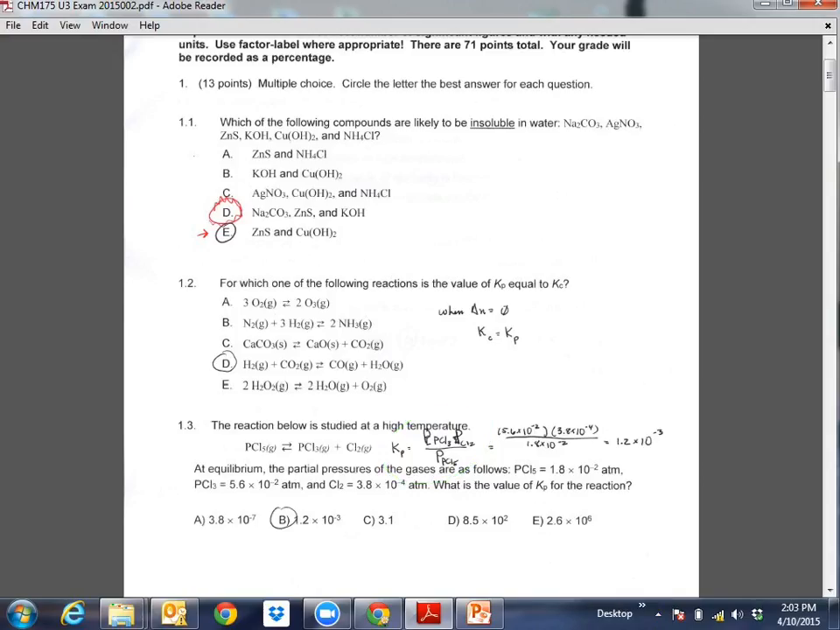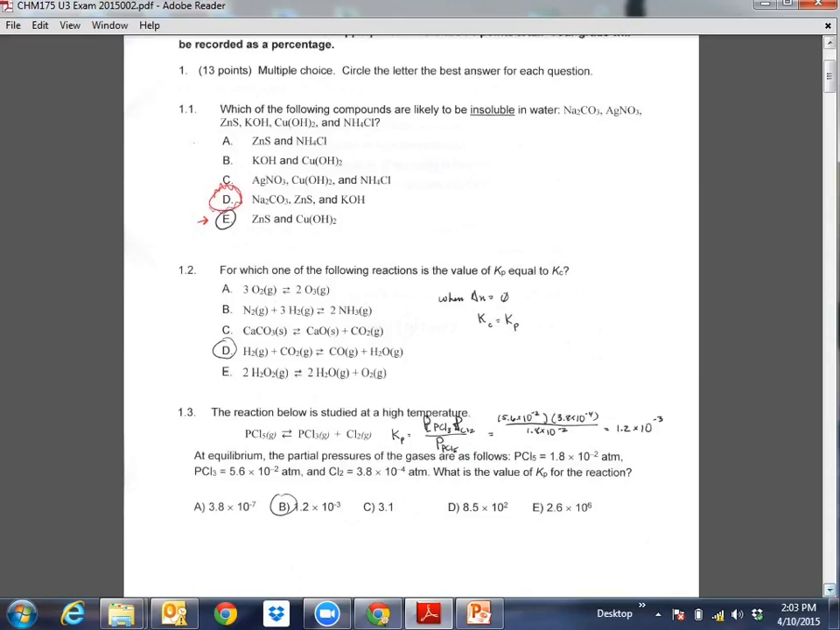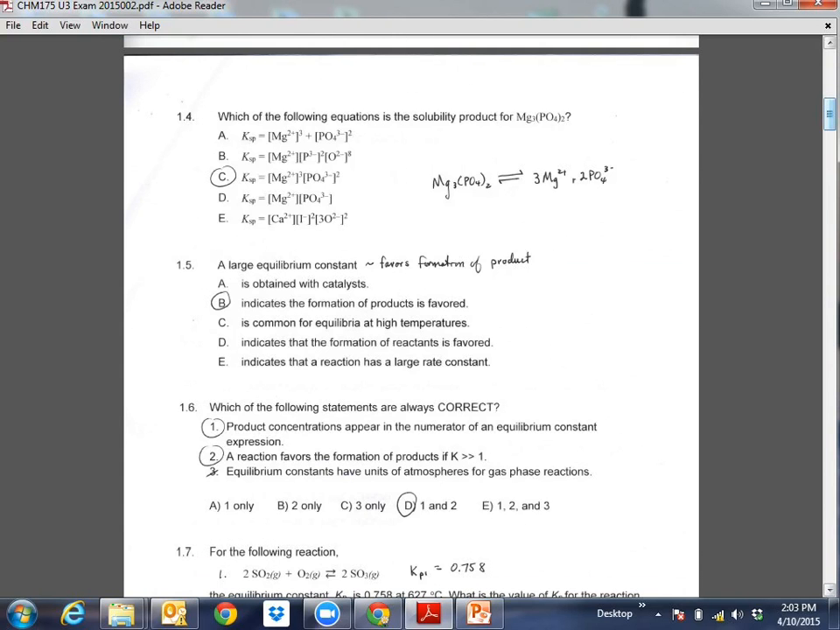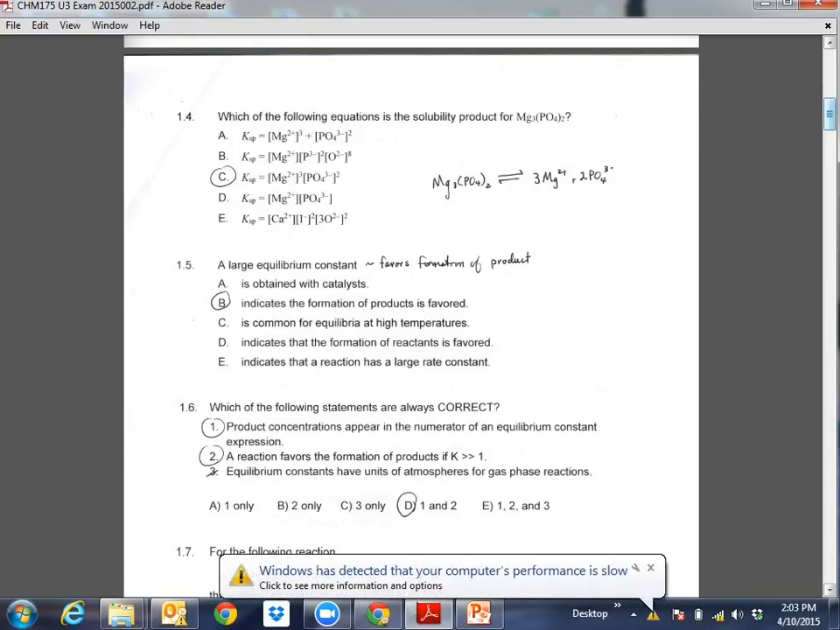Moving on to the next page, so question 4. Question 4 is which of these KSP expressions are correct for the solubility product of magnesium phosphate? You can see what I did here is I took magnesium phosphate in equilibrium with 3 moles of magnesium cation plus 2 moles of phosphate anion. So the one that corresponds to that is actually C: magnesium raised to the 3rd power times phosphate raised to the 2nd power.